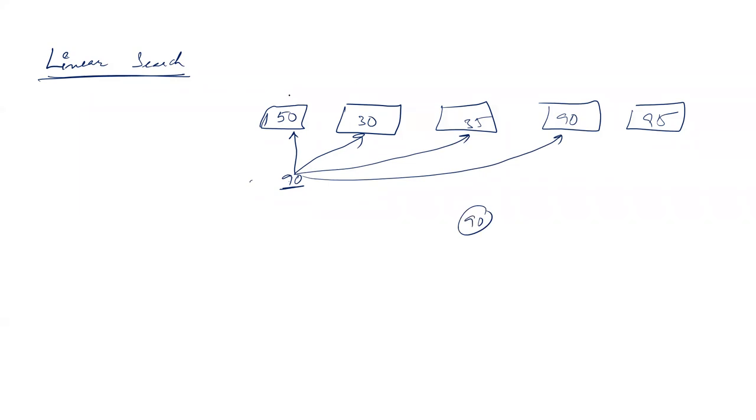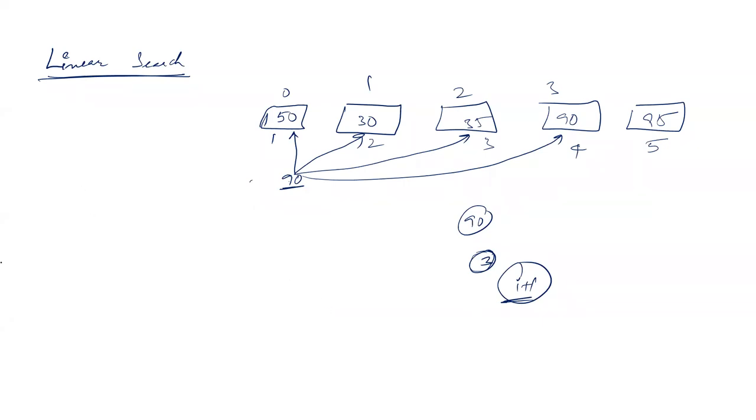What's the index I found? With indices 0, 1, 2, 3, I found the element at index 3. You print the index, or else if you want to print the position, you print i plus 1, because index and position are different. Index starts from 0, whereas position is first position, second position, third position, fourth position. So 3 plus 1, that is the position we are going to print. So we are linearly searching all the elements.